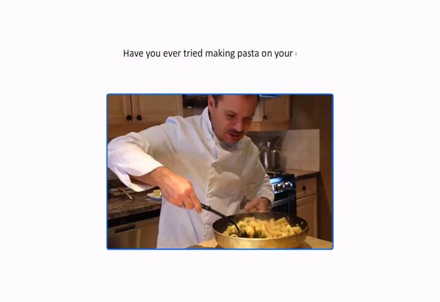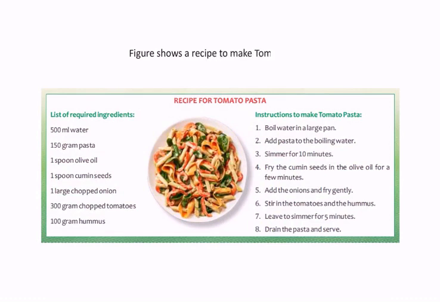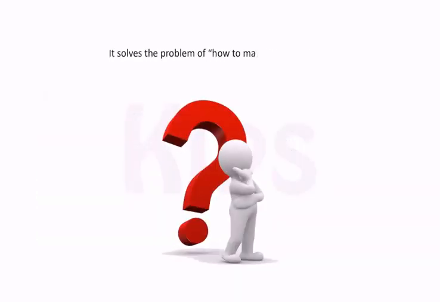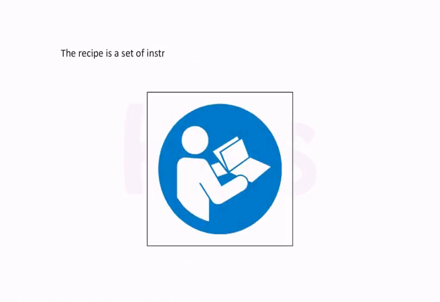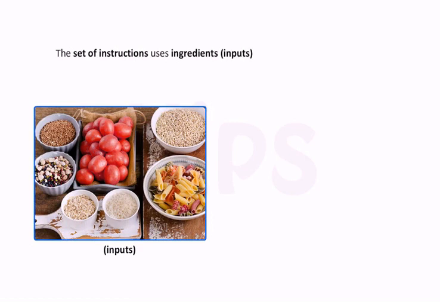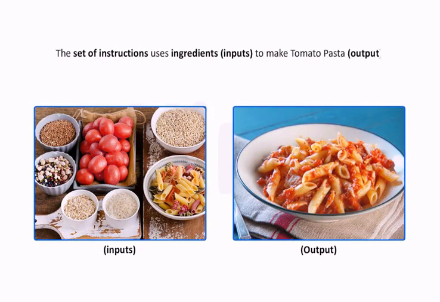Have you ever tried making pasta on your own? The figure shows a recipe to make tomato pasta. It solves the problem of how to make tomato pasta. The recipe is a set of instructions on what to do, how to do, and when to do it. The set of instructions uses ingredients, the inputs, to make tomato pasta, the output.